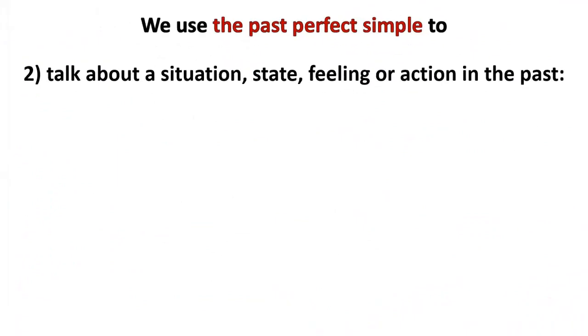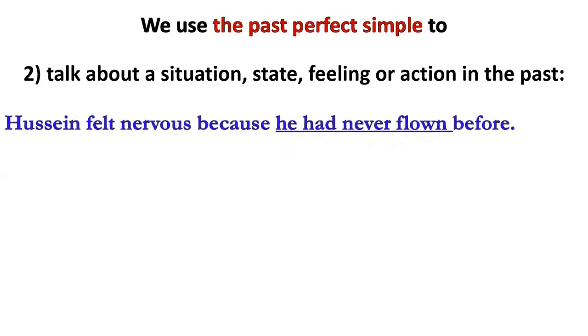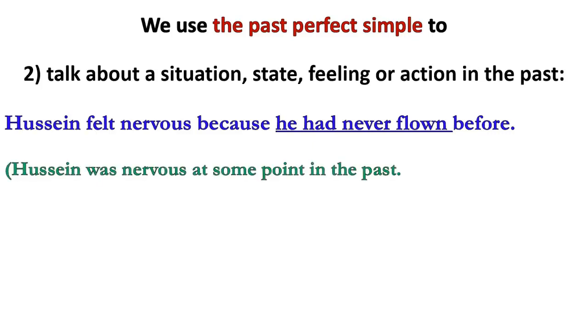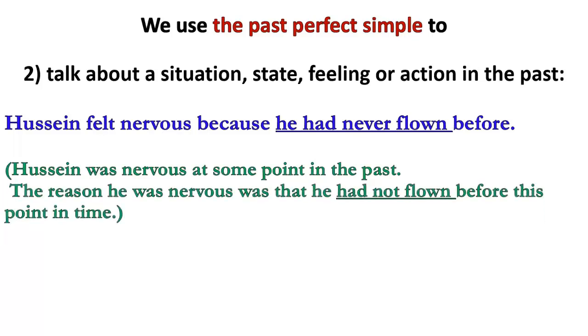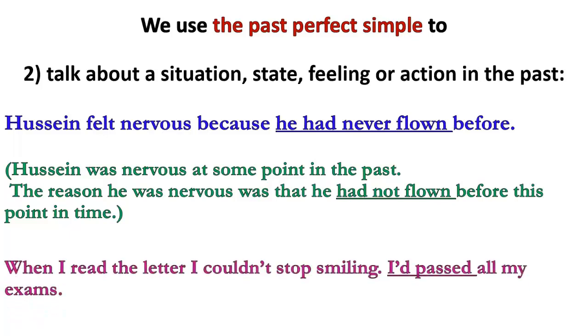We also use the past perfect tense to, number two, talk about a situation, state, feeling, or action in the past. For example, Hussein felt nervous because he had never flown before. Hussein was nervous at some point in the past. The reason he was nervous was that he had not flown before this point in time. When I read the letter, I couldn't stop smiling. I had passed all my exams.